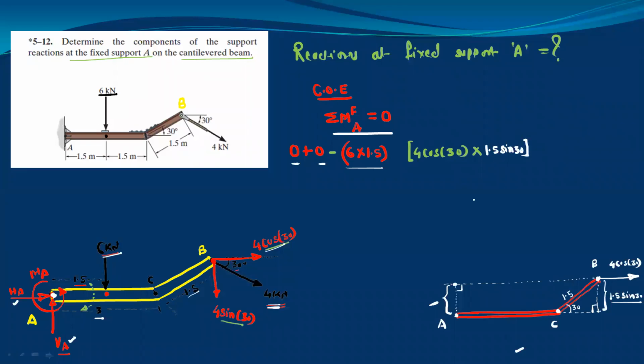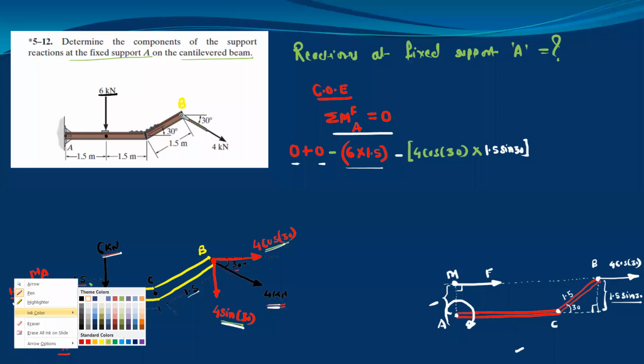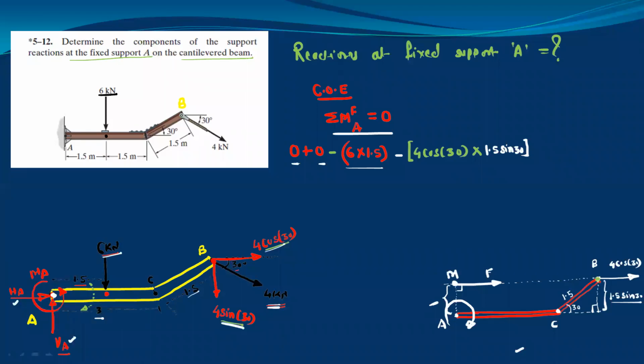Okay. Now this moment will be clockwise. Just imagine instead of point B, the same force acts at this point. Let us take this point as M. So this force will rotate the given system in the clockwise direction like this, and therefore this moment is negative. Next, consider 4 sine 30. So this is the 4 sine 30.